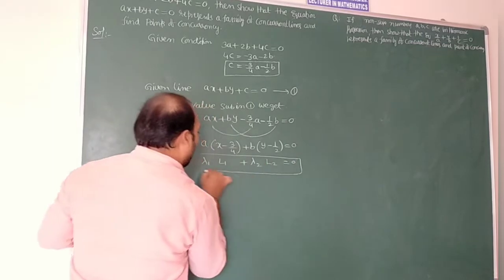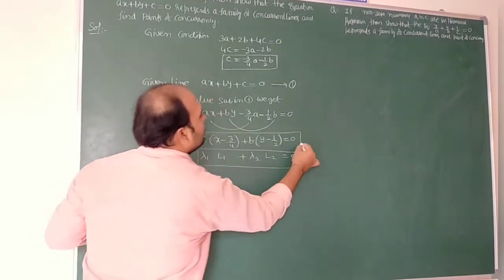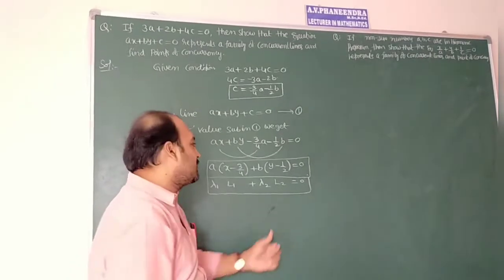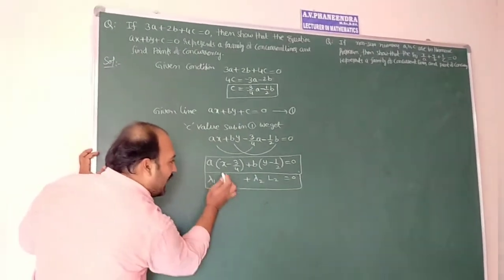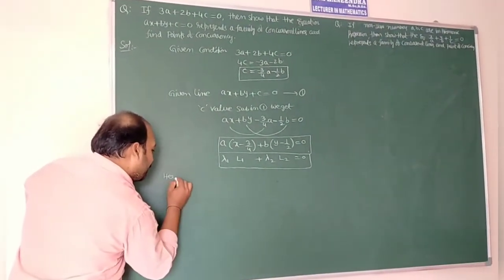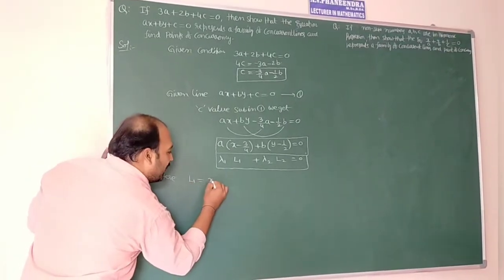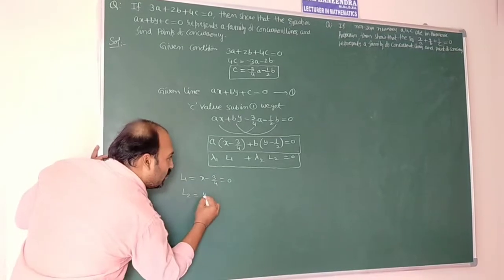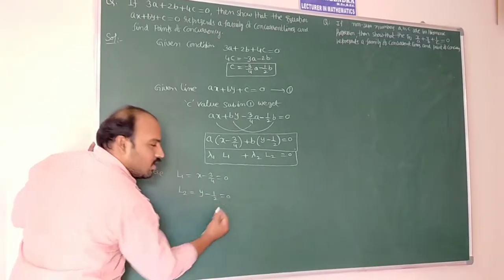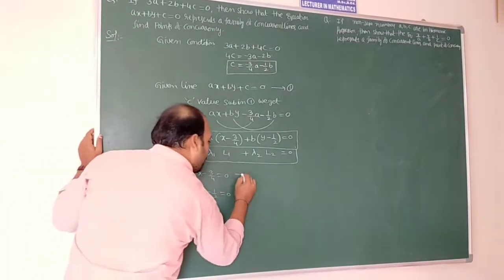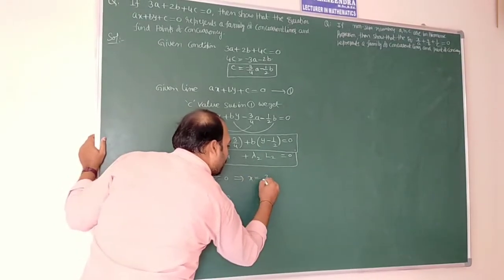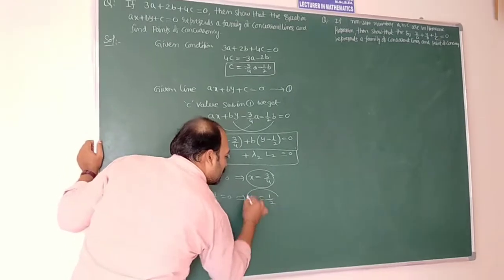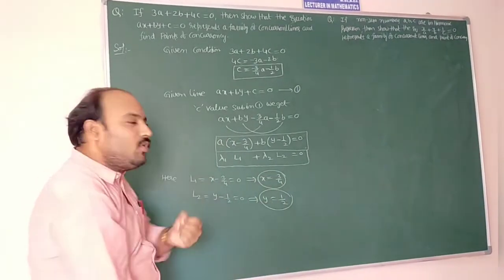Whenever we are able to write in these forms, this is called a family of concurrent lines. We represented it as the family of concurrent lines. By comparing these two, L1 is x minus 3 by 4 equal to 0 and L2 is y minus 1 by 2 equal to 0. Solving these two equations, x is equal to 3 by 4 and y is equal to 1 by 2. So (x, y) is called the point of concurrency.